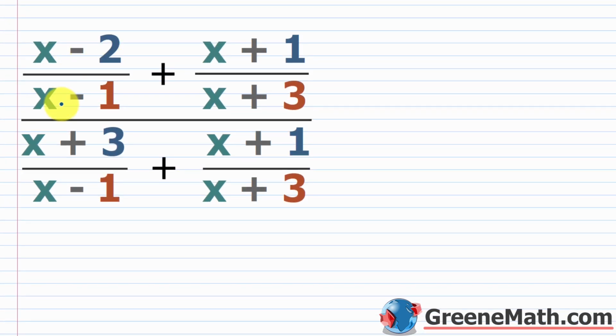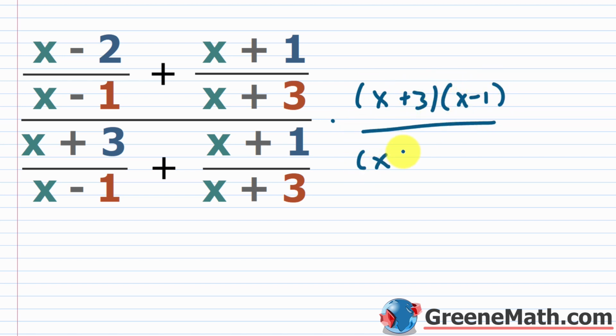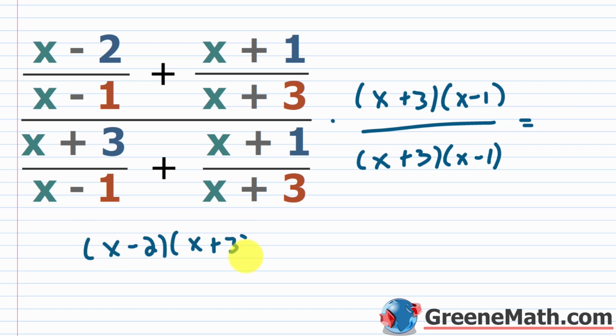So we have x minus 2 over x minus 1 plus x plus 1 over x plus 3. Then we're over the x plus 3 over x minus 1, and then plus x plus 1 over x plus 3. All right, so it looks like it's just going to be the x plus 3 times the x minus 1 for the LCD. Let's put that over here as well. And let's go ahead and crank this out. So for this first one here, the x minus 1 is going to cancel. So you're going to have x minus 2 times x plus 3 like that.